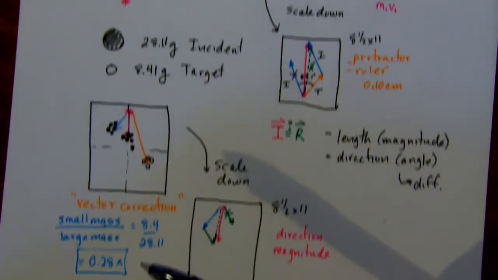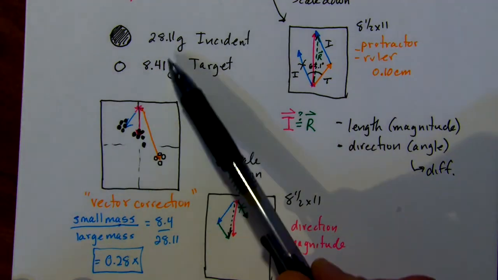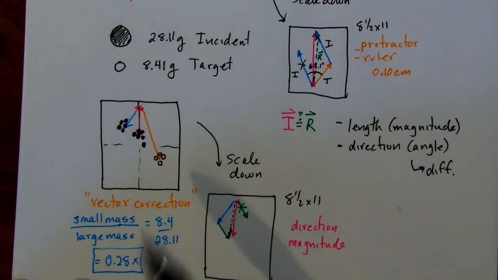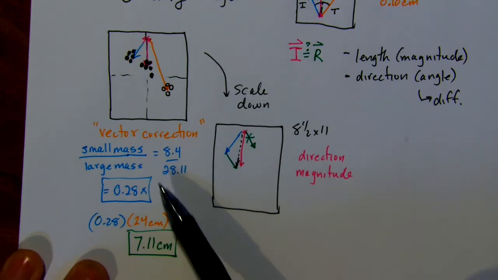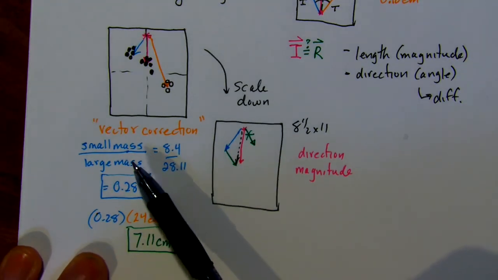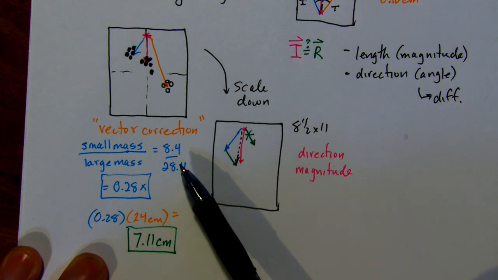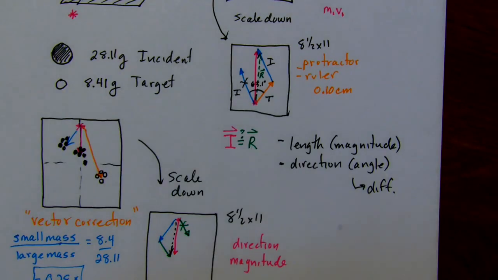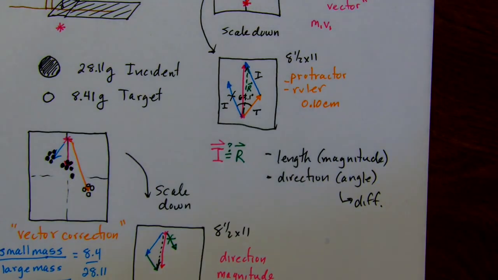But in another situation, the target and the incident sphere are not the same mass, so we have to make a correction here. And we do that by making a ratio right there. So in Google Classroom, we will have a set of data for you and probably some more explanations and a lab data sheet.